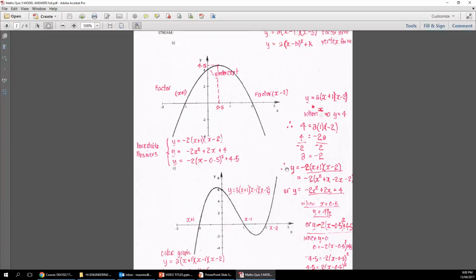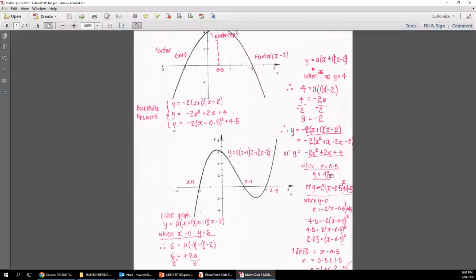So the answer that we can write down is y equals negative 2 bracket x plus 1 bracket x minus 2, which we can expand out if we wish: y equals negative 2 times x squared plus x minus 2x minus 2. Collecting our like terms together, we get y equals negative 2x squared plus 2x plus 4. Okay, that's two of the forms done here.